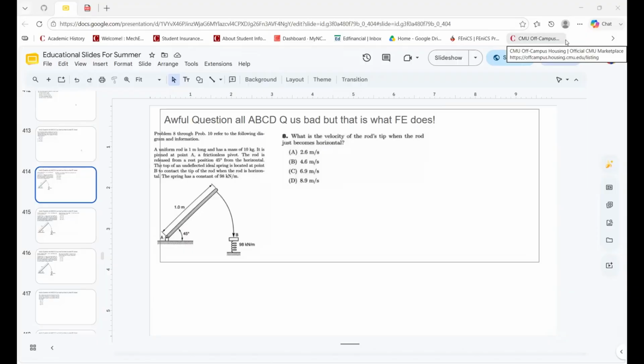A uniform rod is 1 meter long and has a mass of 10 kilograms. It is pinned at point A, a frictionless pivot. The rod is released from 45 degrees from the horizontal. The deflection is an ideal spring located at point B to contact the tip of the rod where the rod is horizontal, with spring constant 98. What's the velocity of the rod tip when the rod just becomes horizontal?